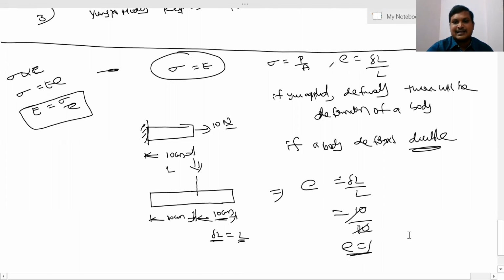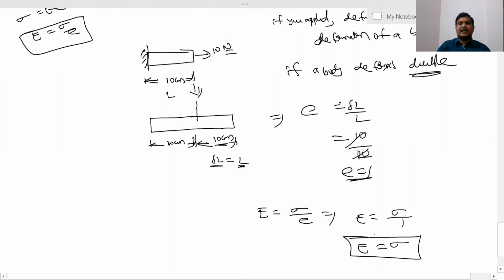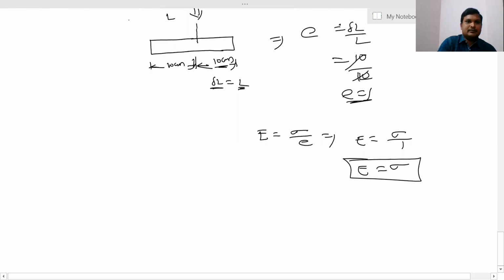So in that case, Young's modulus is equal to stress by strain, and strain is 1. Therefore Young's modulus is equal to stress. So in some cases, the Young's modulus will be the same as the stress. That case is when the deformation is double when you apply the load. Is it clear? Okay.